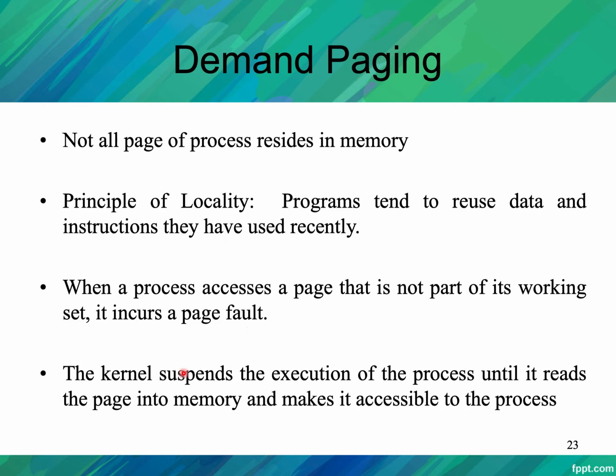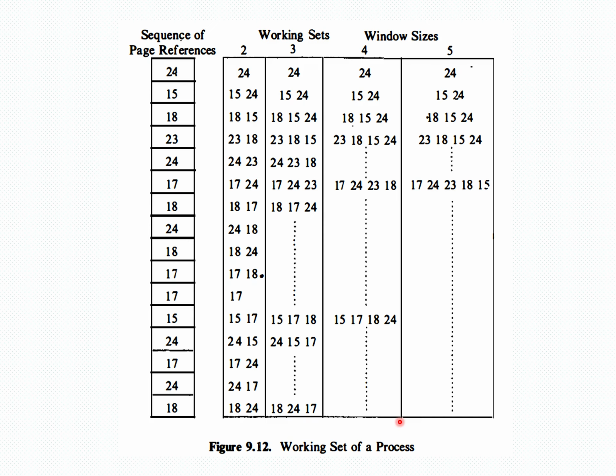Whenever a page fault happens, the kernel suspends execution of the process until it reads the page into the memory and makes it accessible to the process. So the process will go to sleep, the page which is not available in primary memory has to be loaded into the memory, and then the process resumes.